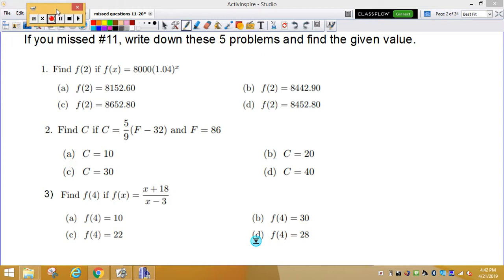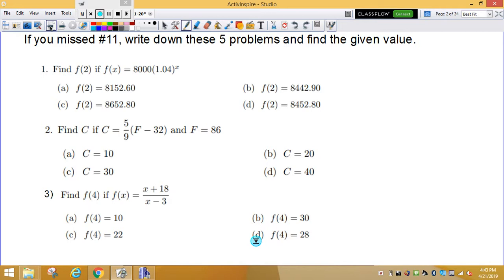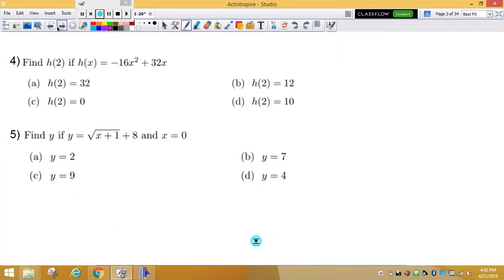So if you missed number 11, I want you to write down the 5 problems and then find the given value. So write down number 1. You can just tell me A, B, C, or D. You do not have to write all 4 answers, but I want you to write down number 1, tell me what the answer is. Number 2, tell me what the answer is. Number 3, tell me what the answer is. 4 and 5 are on this next page. So what you're going to need to do is pause it on this page, do 1, 2, and 3. Pause it on this page, do 4 and 5. Okay?